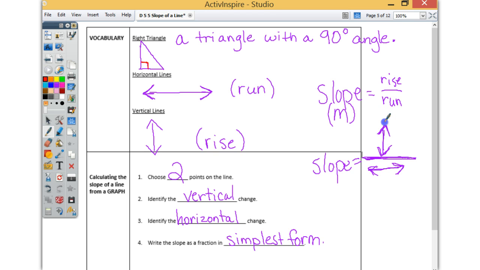If the rise goes up, it's positive. If it goes down, it's negative. How about if you move to the right? Is that positive or negative on the graph? Good. And so if you move to the left, it is negative.